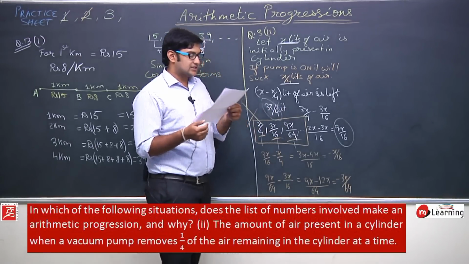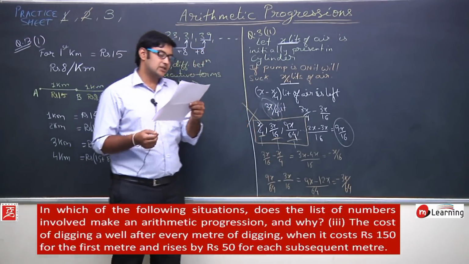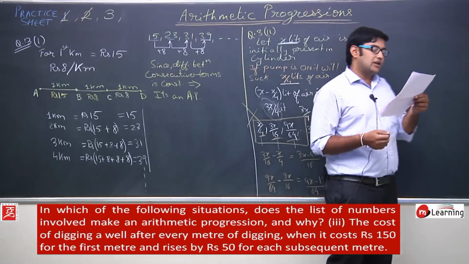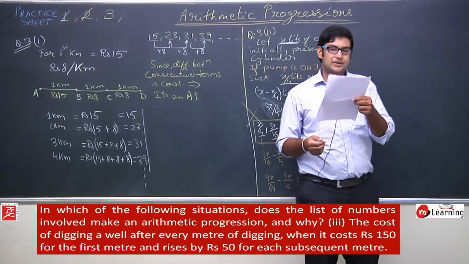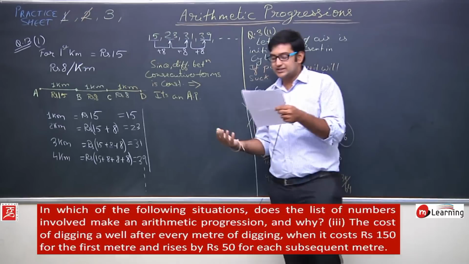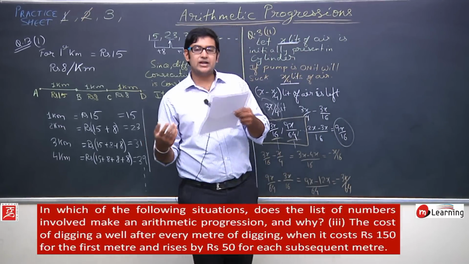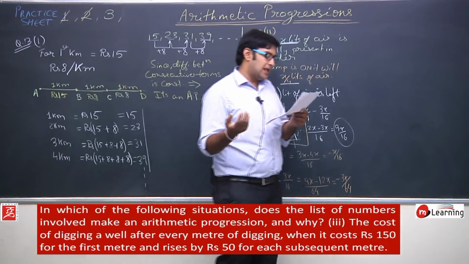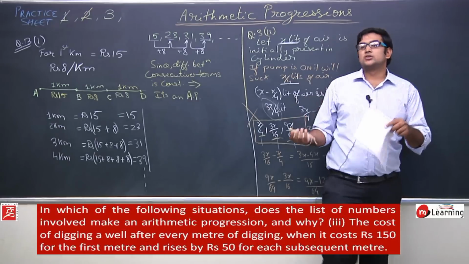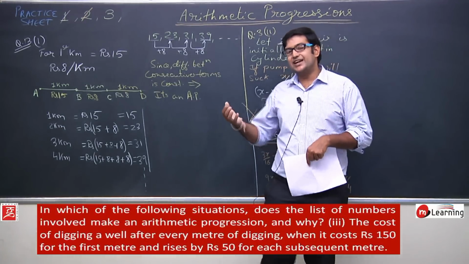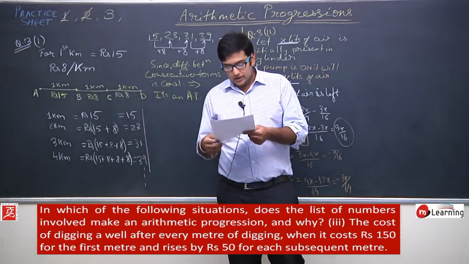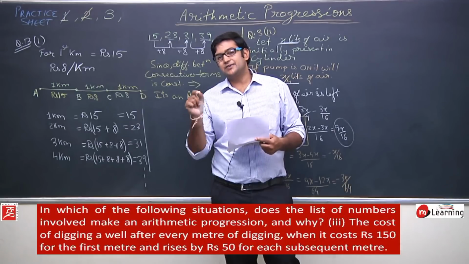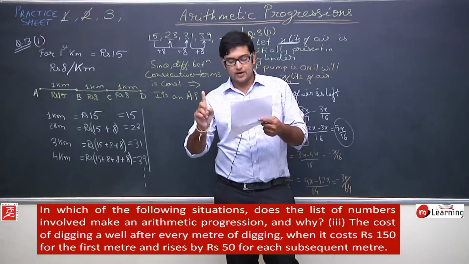Then let us discuss the third part. The third part says the cost of digging a well after every meter of digging, when it costs rupees 150 for the first meter and rises by 50 rupees each time for each subsequent meter. So if you hire some people to dig a well in your home, for digging the well they will charge 150 rupees initially for the first meter.